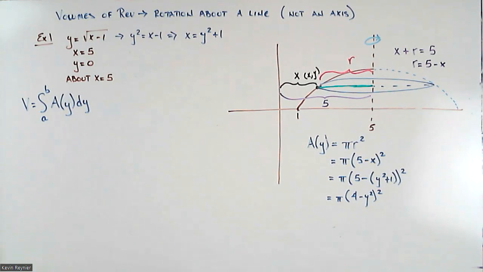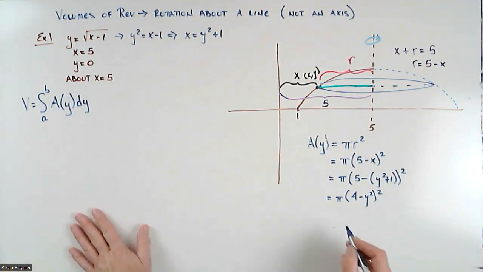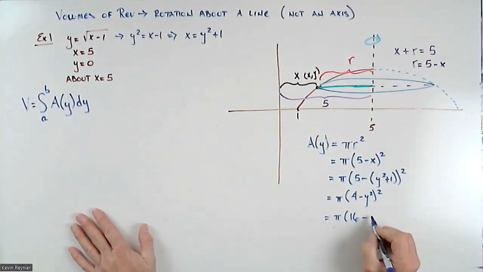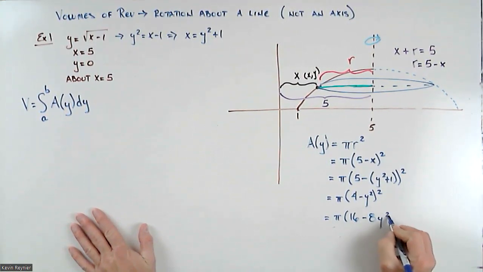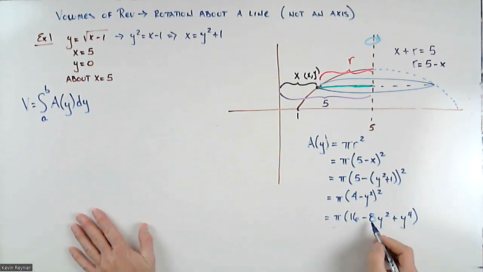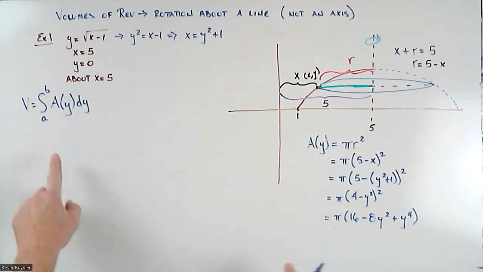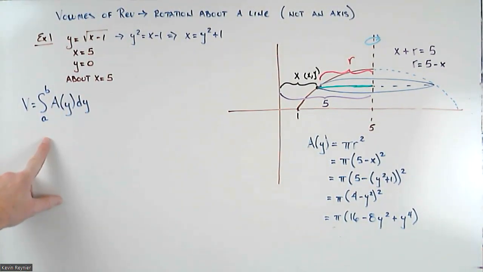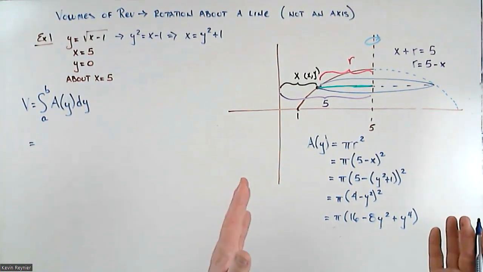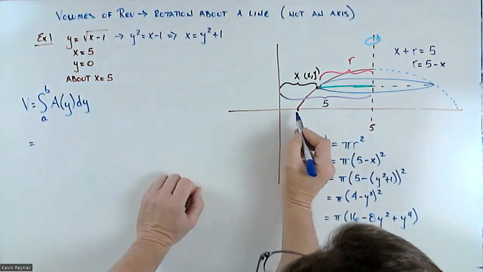Now we have nothing left to do but algebra and a very simple integral, right? We're going to expand this. This is going to be pi times 16 minus 8y squared plus y to the 4th. And now we're going to put this area function, in terms of y, here, and we're done. This integral is in terms of y. I have to find my bounds on the y-axis. When I look at my original region, we started here.